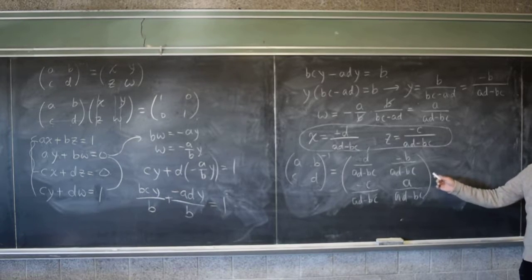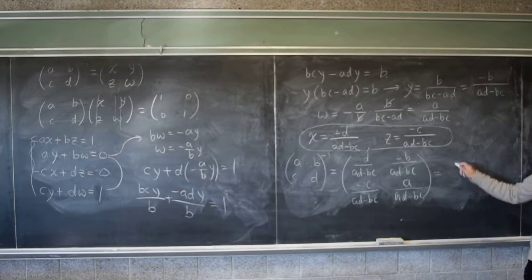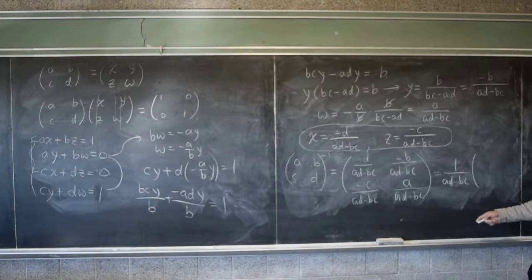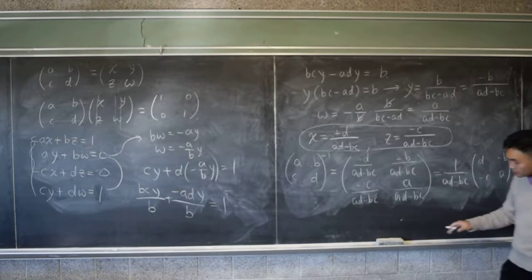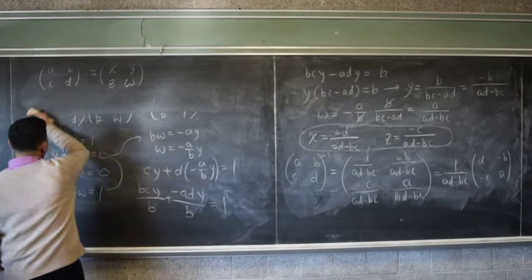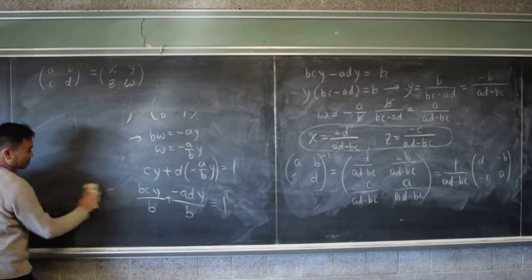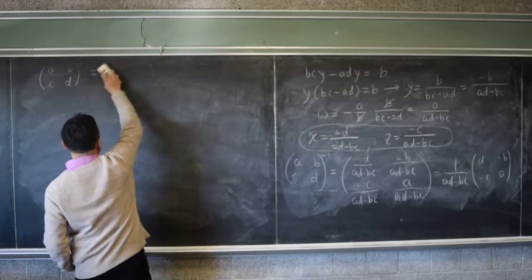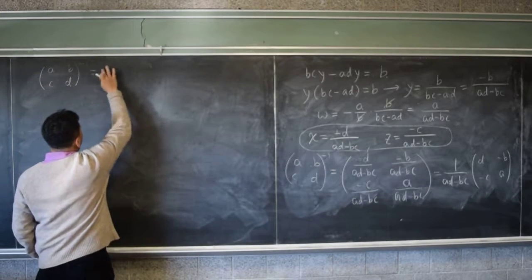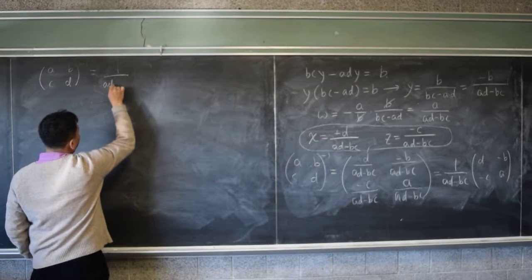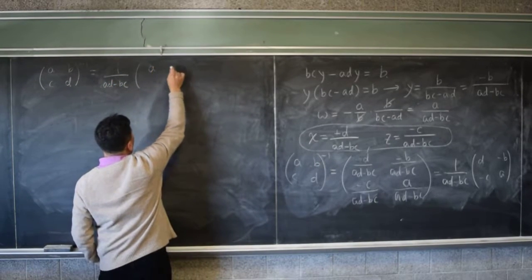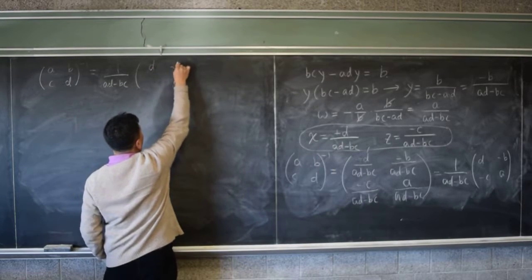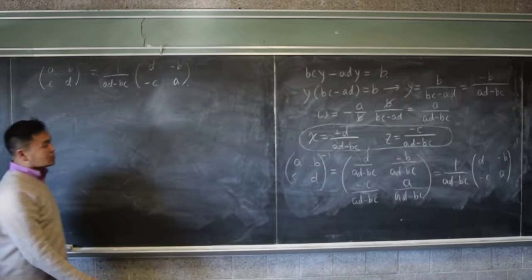And that means, since all the denominators are the same, I can pull it outside and write it as d, a, negative b, negative c. And that is actually a pretty important result, so you should memorize that, okay? That's called the inverse of a matrix. So the formula is 1 over a d minus b c, times the matrix d, negative b, negative c, a. That's what it is.